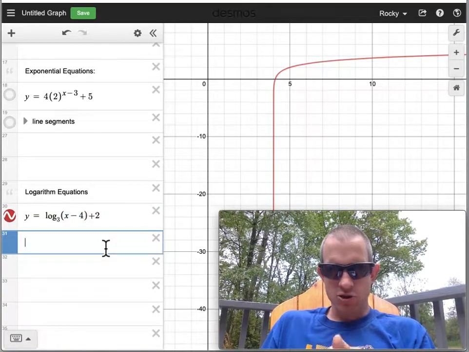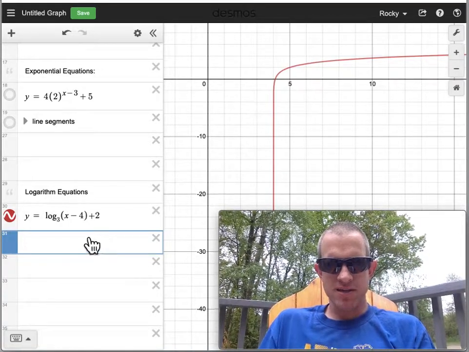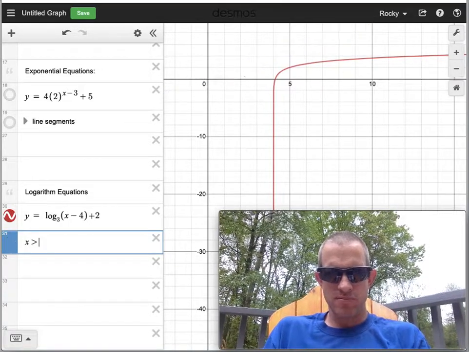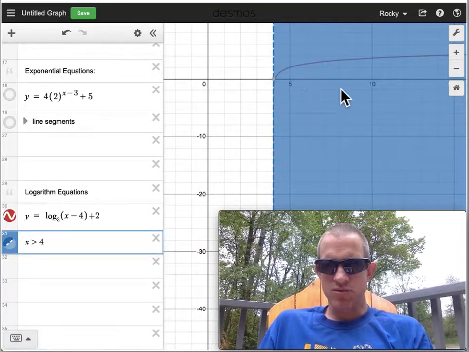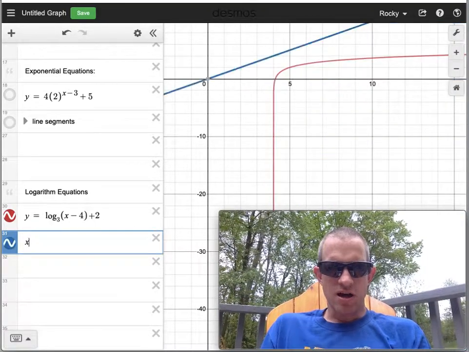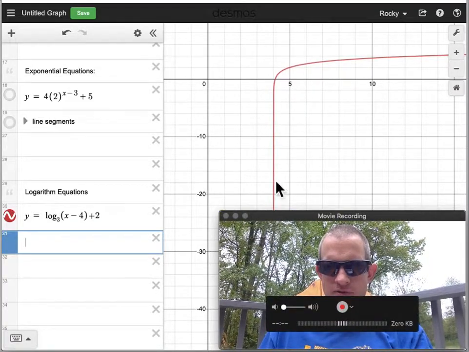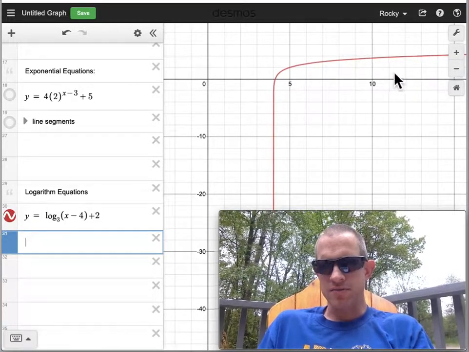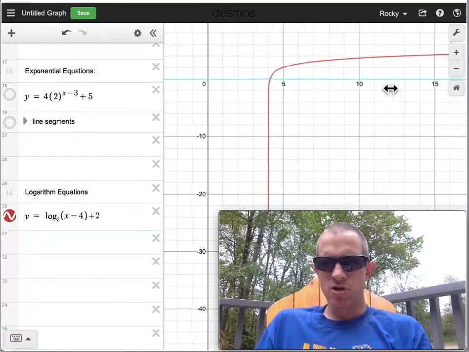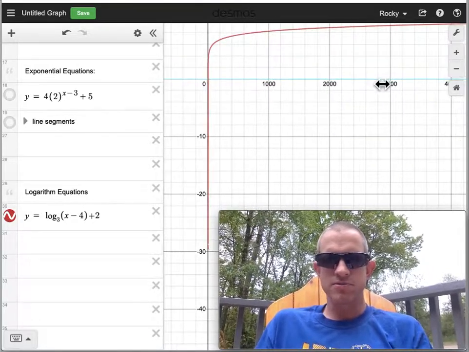And it affects the domain and range. In this case, the domain is affected because x can only be greater than 4. Notice how that's the only spot where this graph exists. The range is all real numbers because this part of the graph goes down forever, and this part rises to reach any height eventually, although you might have to zoom quite a ways out to see it reach a height of 10 or 20 or 30 or something like that.